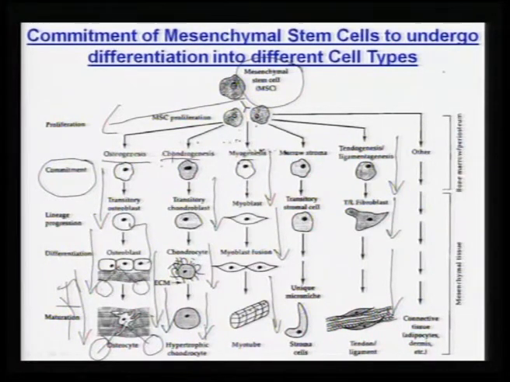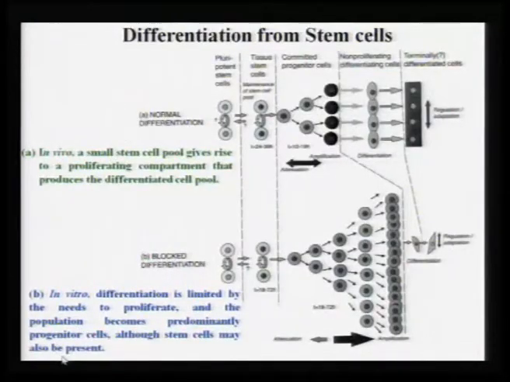So, this goes from top to down, not from down to top; that is not possible. Similarly, chondrocytes, the cartilage tissue cells, will go to hypertrophic chondrocyte cells, and myoblast cells will go to myotubes, and so on. There are two types of differentiation: one is called normal differentiation, and another is blocked differentiation. Blocked differentiation is what happens in in vitro studies. In vitro means the culture medium in a laboratory.